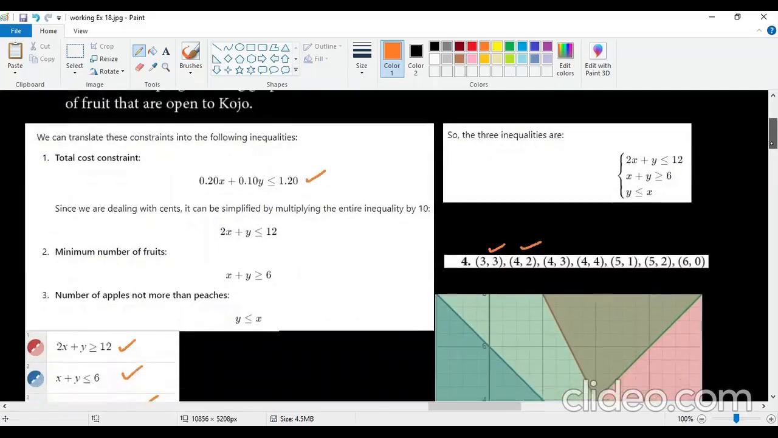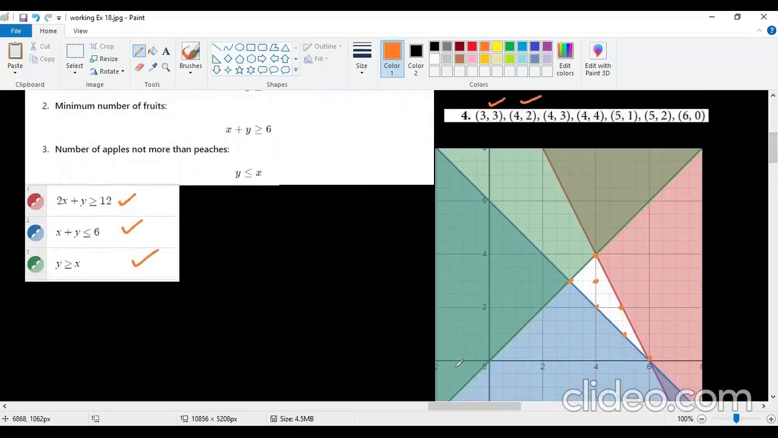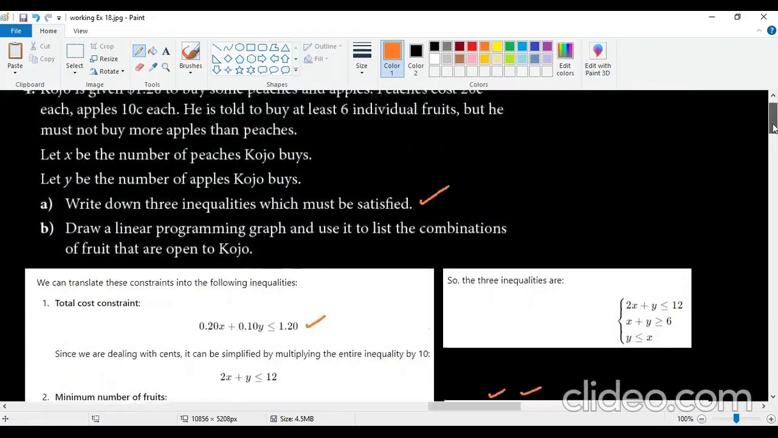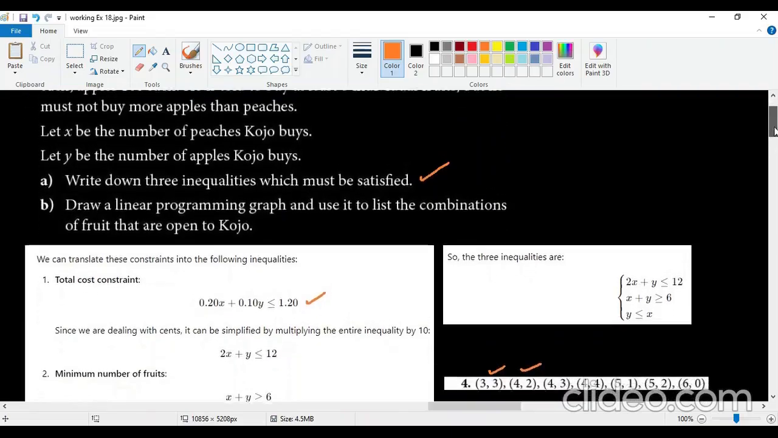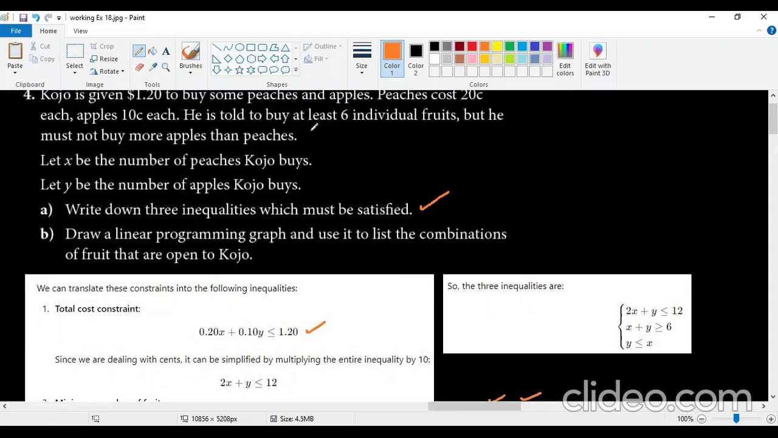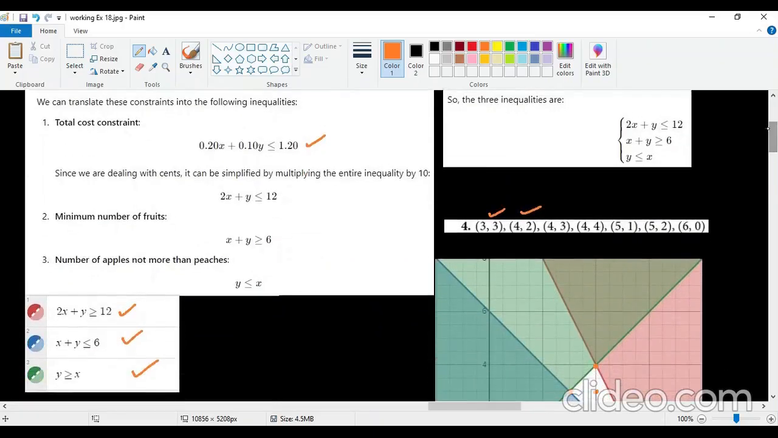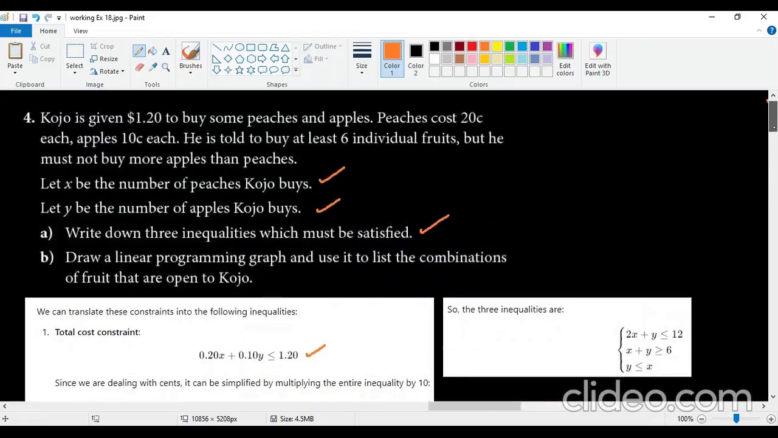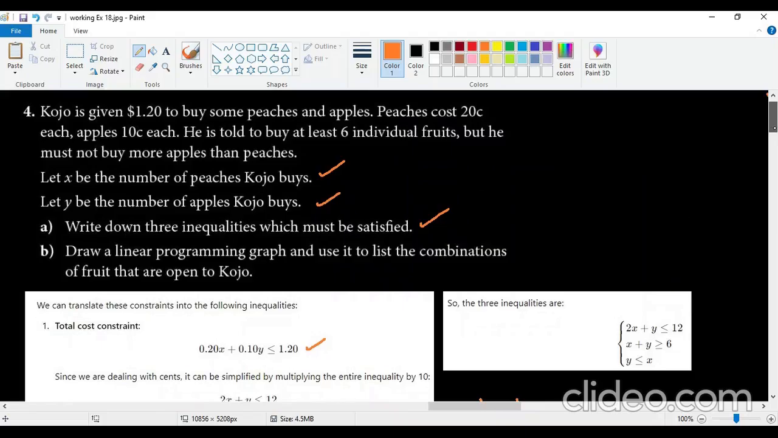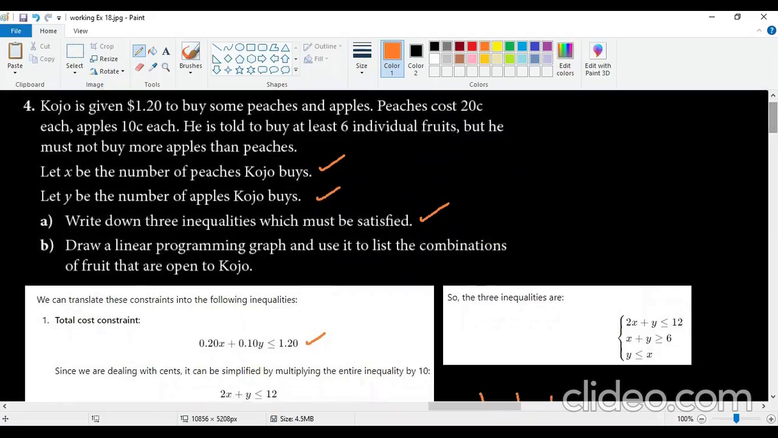So the x values are all, as you can see in the question itself, it says x is peaches and these are apples. So these are the number of peaches, all x, this value, this value, this value, and all the y's are apples, and all the x are peaches. So be very careful. These are the combinations that he can get for the price that he has.